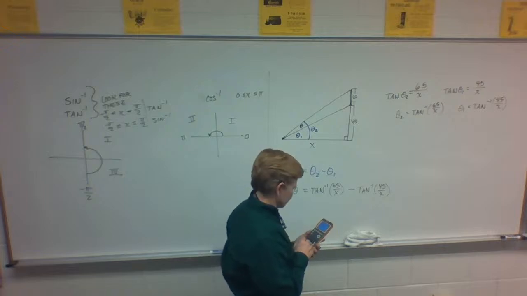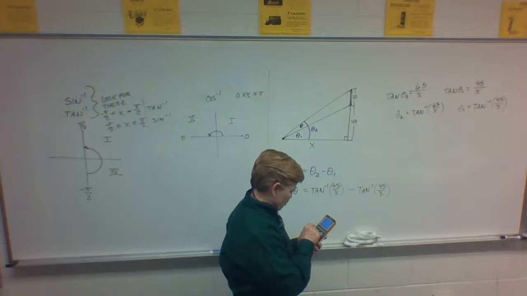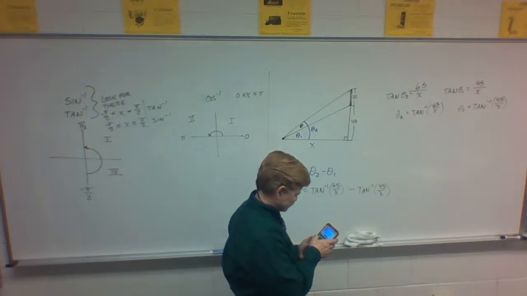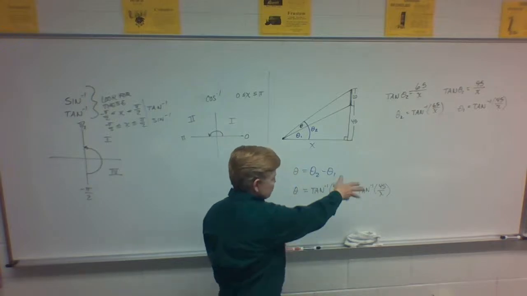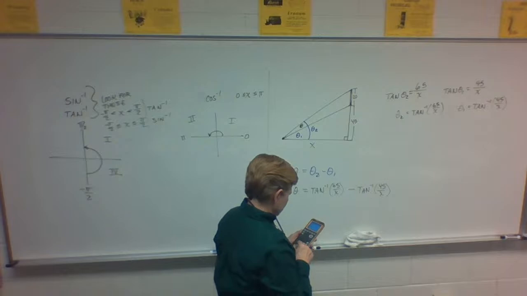So I'm going to build my window first. I'm going to let x's go from 0 to 100 by 10s, and I'm going to let my y's go from 0 to 45 by 5s, I guess. And I'm going to go to my mode and change things to degrees before I begin to calculate. And then I'm going to go to my y equals screen and type in what I wish to maximize here. So I have the inverse tangent.